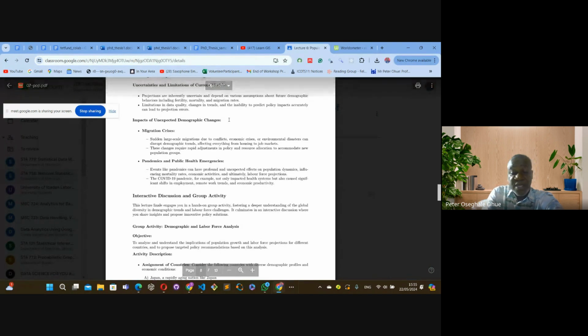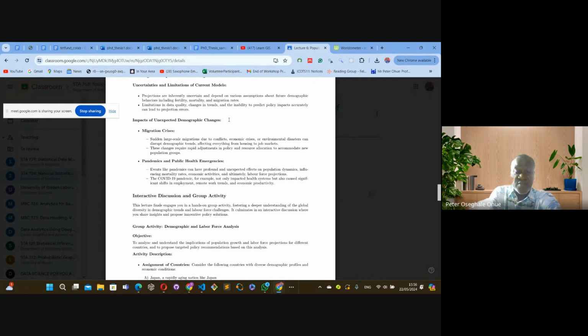So the point here is that everybody has to be involved. Everybody has to be involved. It's not an easy task, and it's not a task that will be fixed overnight. Okay, so it says impacts of unexpected demographic changes.